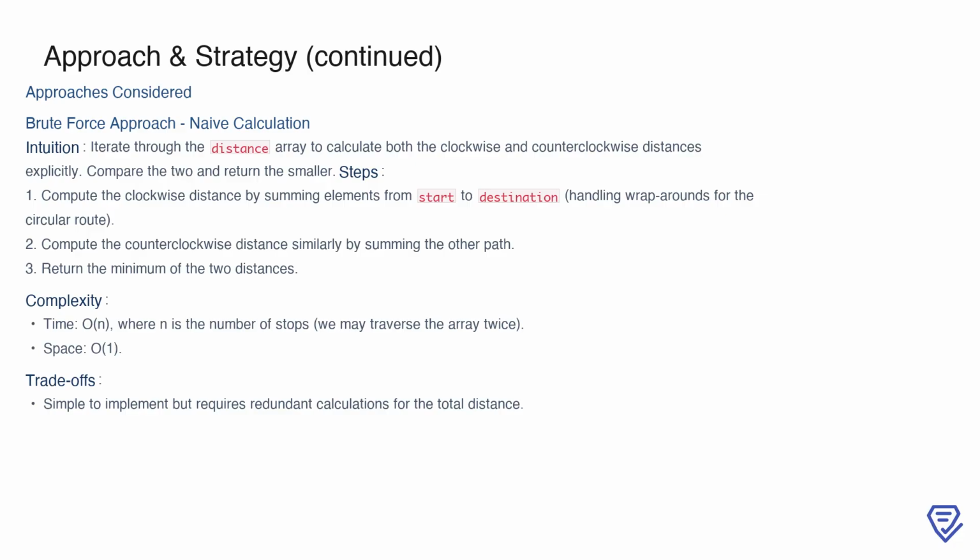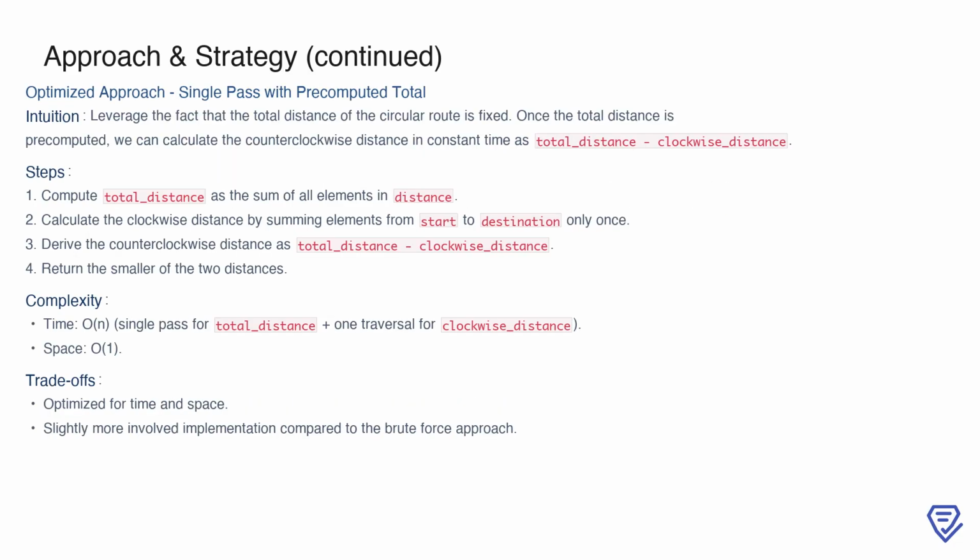Similarly, we calculate the counterclockwise distance by summing the distances in the opposite direction. In terms of complexity, this approach has a time complexity of O(n), as we may need to traverse the array twice, and a space complexity of O(1). While this method is simple to implement, it involves redundant calculations for the total distance, which can be avoided with a more optimized approach. Now let's focus on the optimized approach, which eliminates redundancy and improves efficiency.